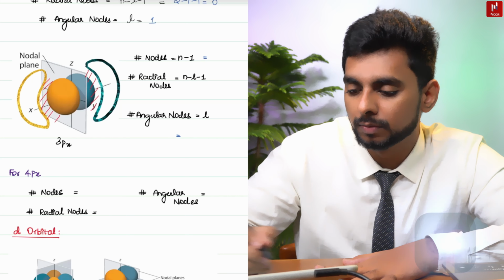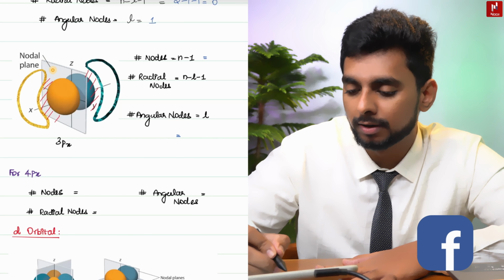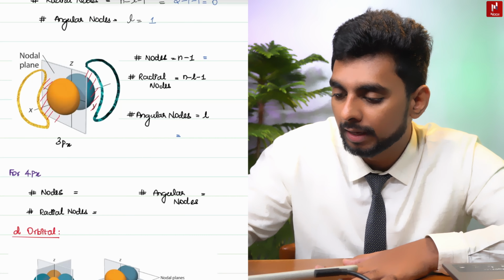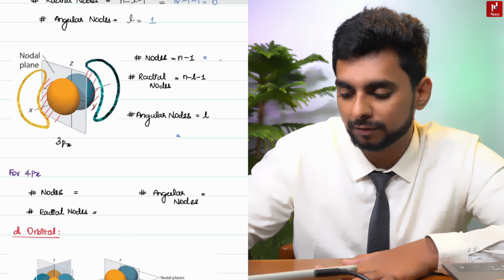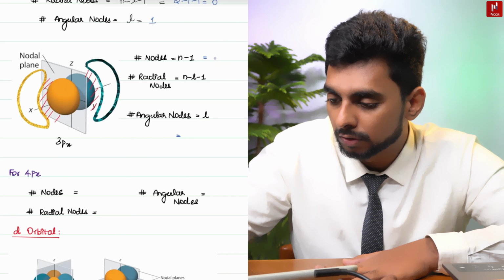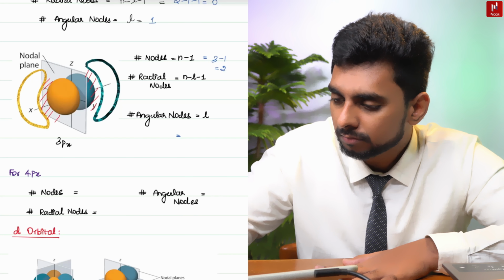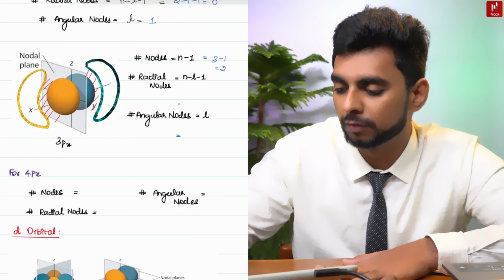So here the possibility is one angular node and one radial node. Angular node or nodal plane, both are the same thing. The number of nodes will be equal to n minus 1. Therefore, for 3px, it should be 3 minus 1, so that should give me 2. The summation of radial node and angular node will give me the total number of nodes.